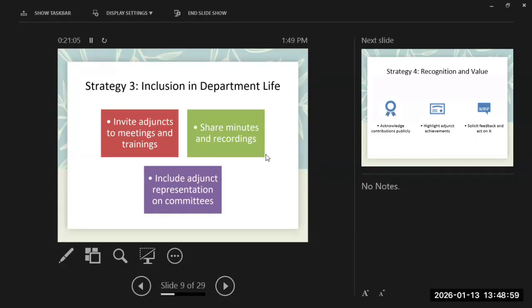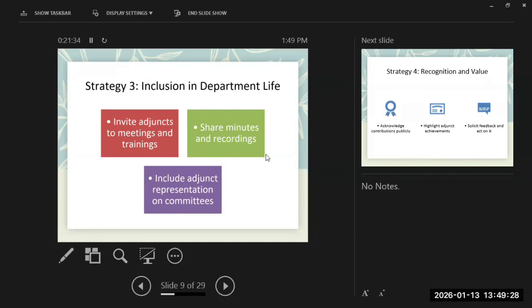I always tell even our clinical faculty, you can come to all of these meetings that we're having, but they're always doing something else. So I think when we say invite adjuncts to meetings and trainings, we have started. I know at CETL we've looked at having more specific training for the adjuncts.